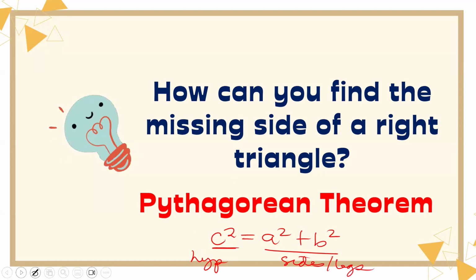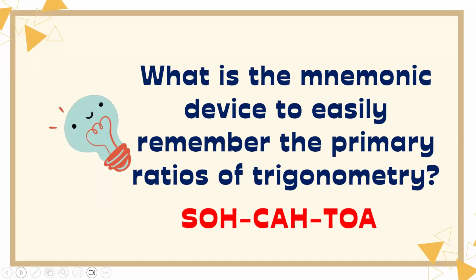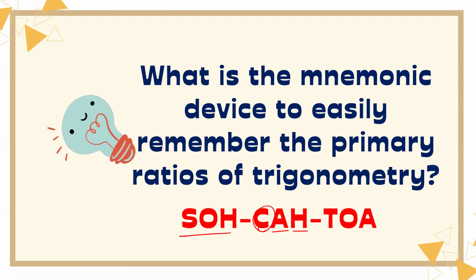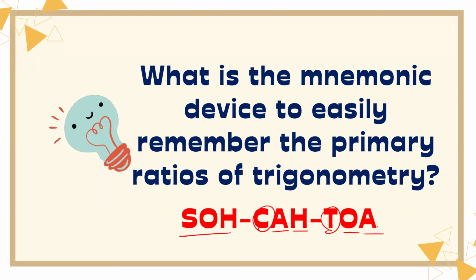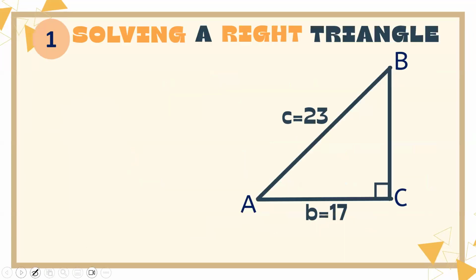Now, what is the mnemonic device to easily remember the primary ratios of trigonometry? Remember in our previous videos on the 6 trigonometric functions, we've discussed this. And what mnemonic device did we learn there? Yes, SOH CAH TOA. SOH CAH TOA meaning sine equals opposite over hypotenuse. Cosine is adjacent over hypotenuse. And tangent is opposite over adjacent side. Don't forget this mnemonic device.